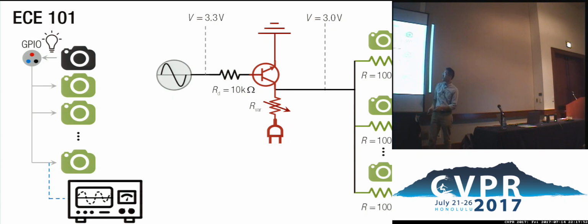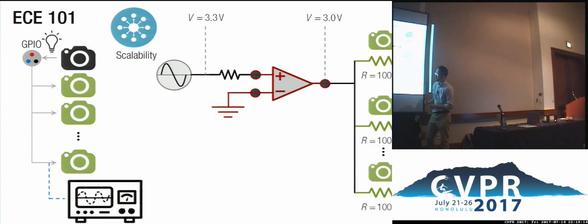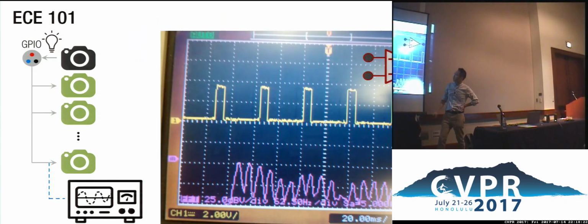This setup can be easily realized using a very cheap AC/DC power supply, which is less than $5. This is actually a simplified version of an operational amplifier. Here we have an operational amplifier diagram that can drive all the rest of the cameras. Using this operational amplifier, we can recover our signals up to 3.3 volts.